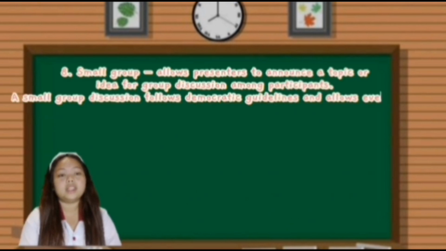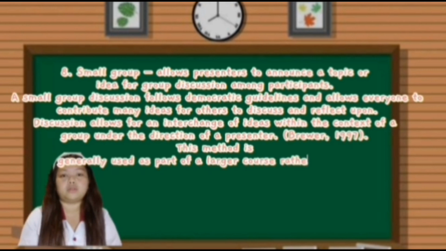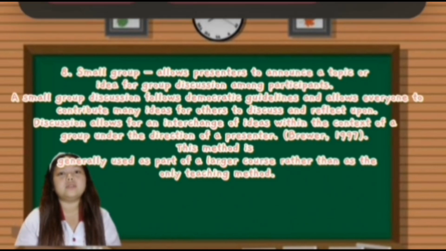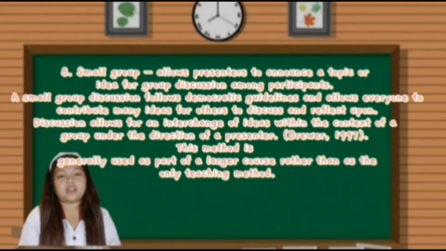Number 8 is small group. It allows presenters to announce a topic or idea for group discussion among participants. A small group discussion follows democratic guidelines and allows everyone to contribute many ideas for others to discuss and reflect upon. Discussion allows for an interchange of ideas within the context of a group under the direction of the presenter. This method is generally used as a part of a larger course rather than as the only teaching method.